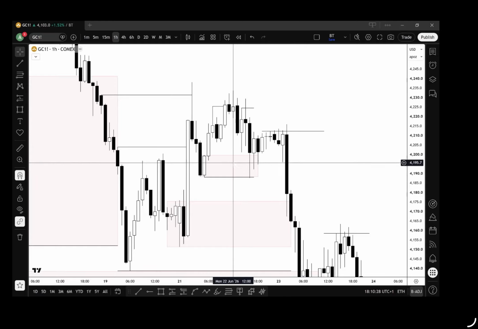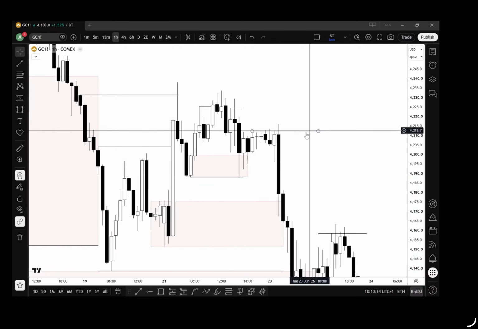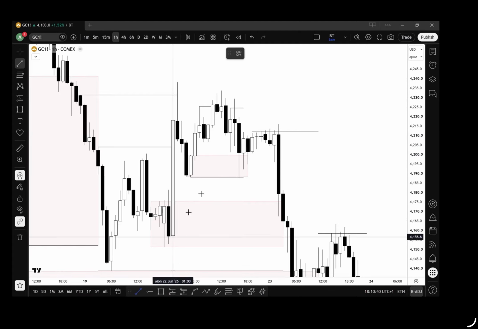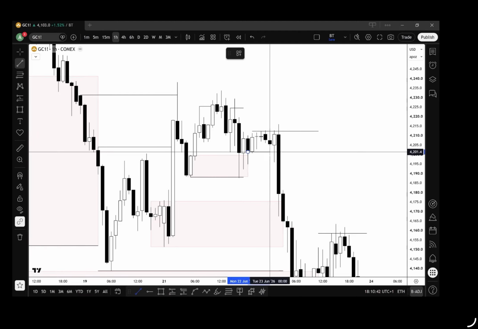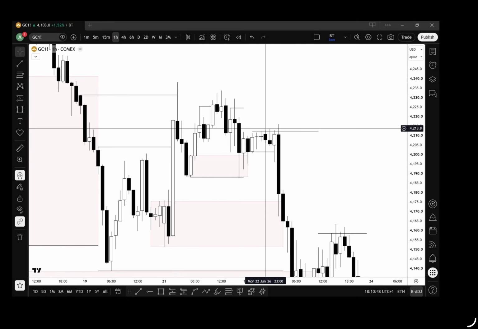And then look what happens after we've induced sellers. So now we've broken structure to the downside. We have this consolidation. Price then wicks to the downside, and then I believe this is during Asia on Tuesday. We come and we spike higher.